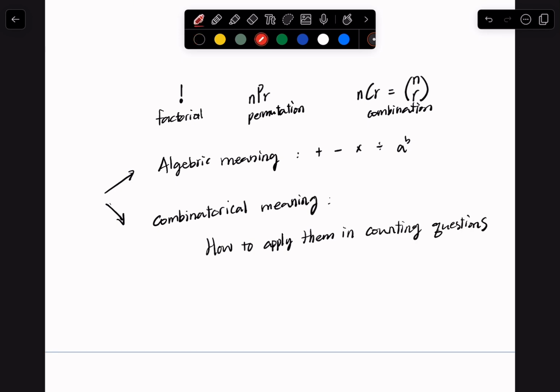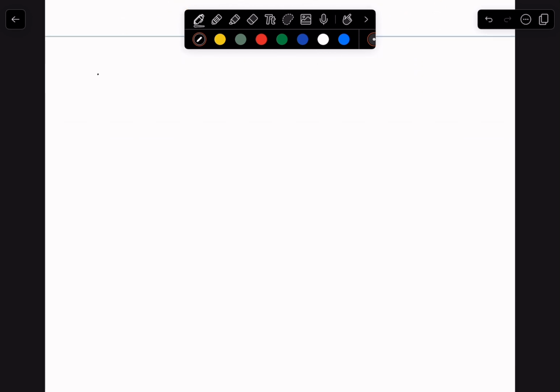In today's class, we're just gonna focus on their algebraic meaning, which means we just need to know how to calculate their value. How we use them in a counting question, we will talk about in the next video. So let's begin with the first one, which is a cute exclamation sign. We call that factorial in math.